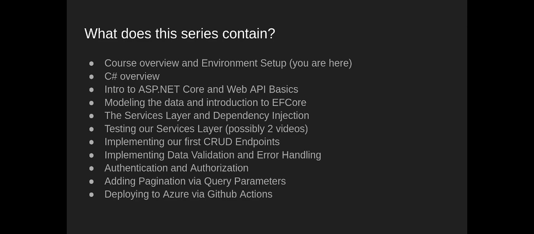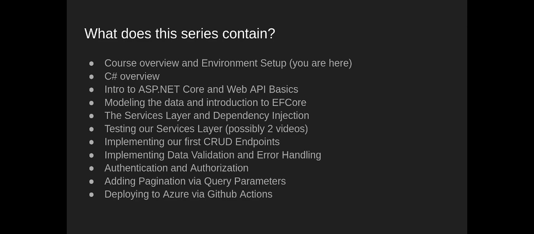Then we're going to move on to an intro to ASP.NET Core and Web API basics, stuff like what is a web API, what is a RESTful API, so on and so forth. Then we're going to be modeling our data and introducing Entity Framework Core. We'll also be creating our database in this video. Then we'll be moving on to the services layer and dependency injection. We'll be testing our services layer using XUnit. That may be split into two videos, I'm not sure yet.